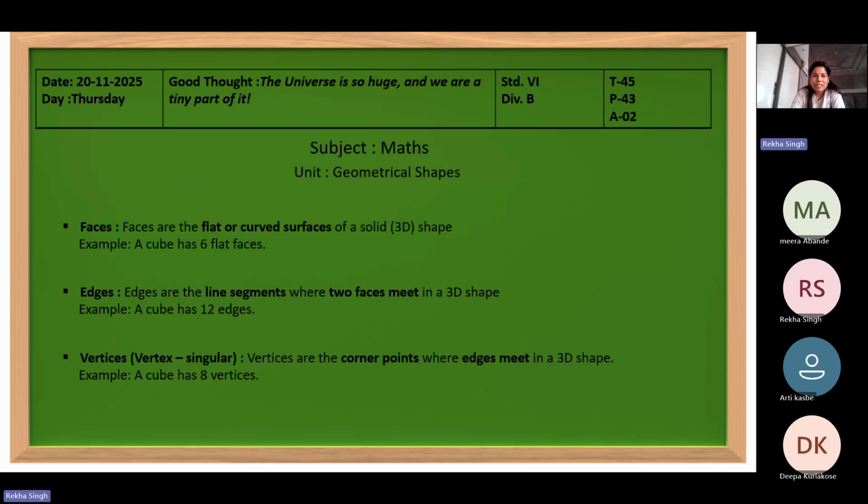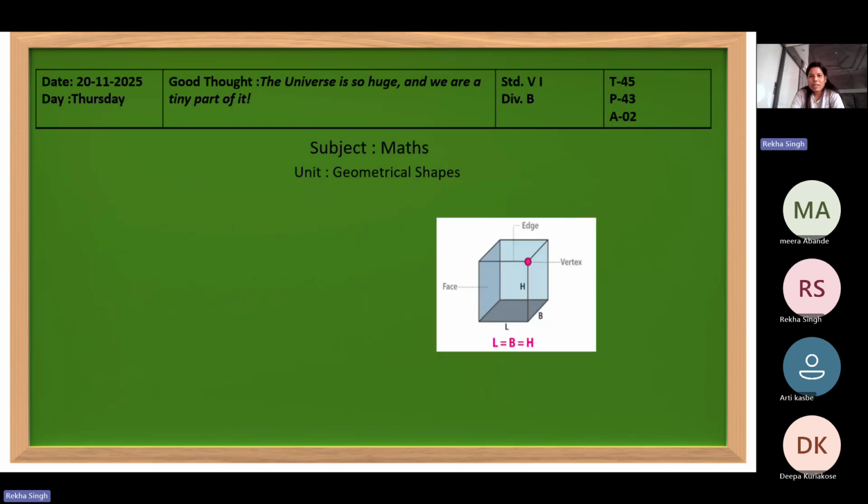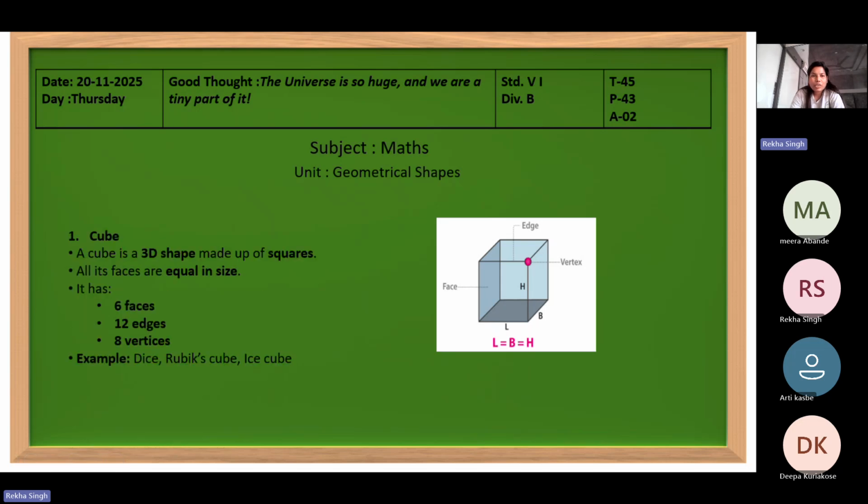Okay. Now the vertices. You can call it vertex also in singular form. So vertices are the corner points where edges meet in a 3D shape. Okay. So the example is a cube has 8 vertices. Now you can see this picture as well, and you can see what is a cube. A cube is a 3D shape made of squares. All of its faces are equal in size. It has 6 faces, 12 edges, 8 vertices, and you can see the examples as well: dice, Rubik's cube, ice cubes, which we can see at home also.